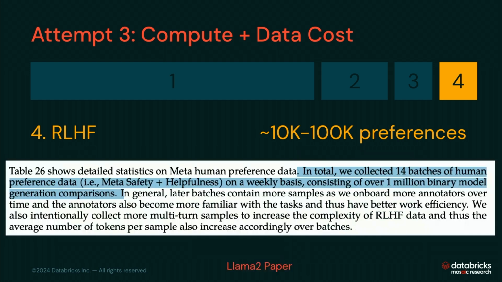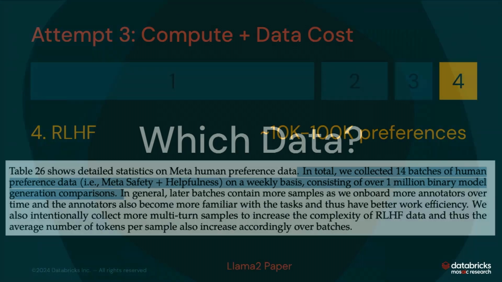per preference. Here's what Meta said for Llama 2, and they did put a lot of work into safety. "In total, we collected 14 batches of human preference data on a weekly basis, consisting of over 1 million binary model generation comparisons." If you wanted to, based on my ballpark numbers, you could do the math for data here. Then you can look at what Meta said about Llama 3 and how much data they collected, and do the math there, and roughly, back of the envelope, get to the number I said before: my guess that perhaps 90% of their budget actually went to data annotation rather than compute.